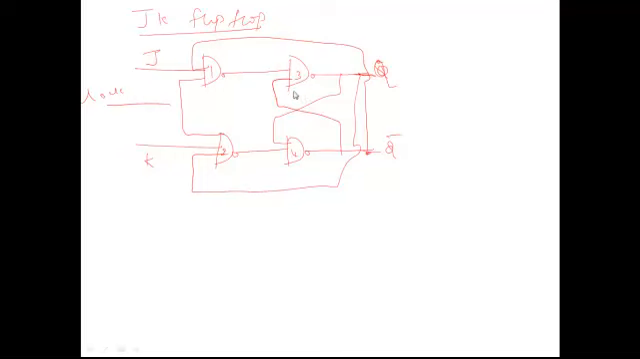It is an SR flip-flop only, but one more extra input is added. The first NAND gate is a 3-input NAND gate. The second NAND gate is also a 3-input NAND gate, to avoid the indeterminate state which you have in the SR flip-flop. So when you try to write the truth table for the JK flip-flop, you have the present state, J and K, and the next state Q plus and Q plus bar. So you will have 8 combinations.